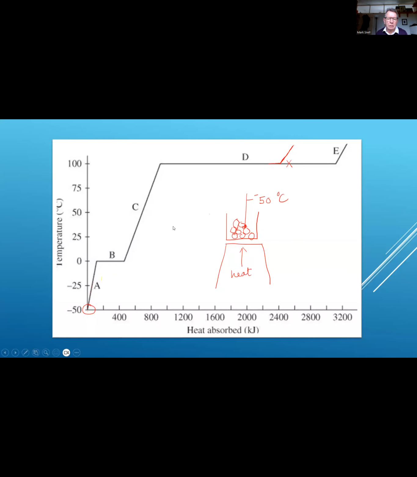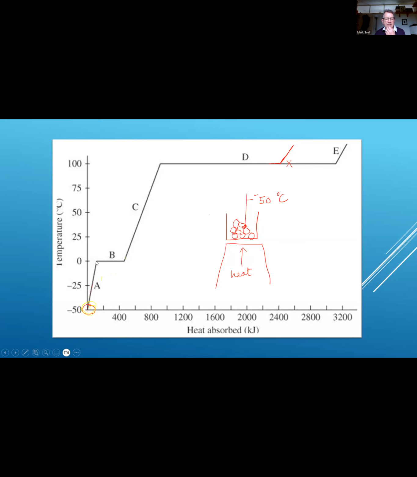So here it is. And we are going from here down at the bottom, and we're going to follow it up all the way through A and then up across B and up C and across D and up to E. Okay. So if you're drawing this, the horizontal lines are at 0 and at 100. 0 is the melting point of ice or the freezing point of water. They're the same, aren't they?